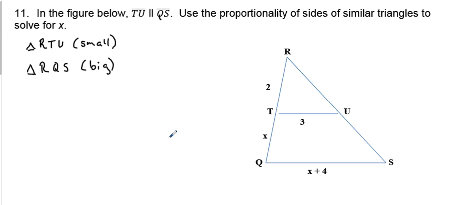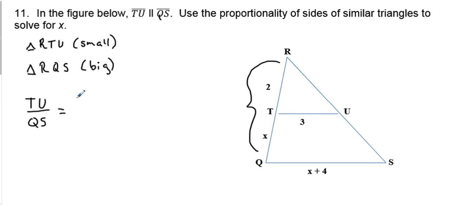So let's do this. TU is the base of the small triangle. That has to correspond to the base of the big triangle. So first thing I'm going to say is TU over QS, so the base of the small over the base of the big. I have to set that equal to something else. Now, we have a 2 here. 2 is the left side of the small triangle. That's going to correspond to the left side of the big triangle. I do not have the left side of the big triangle. The left side of the big triangle is this whole piece here.